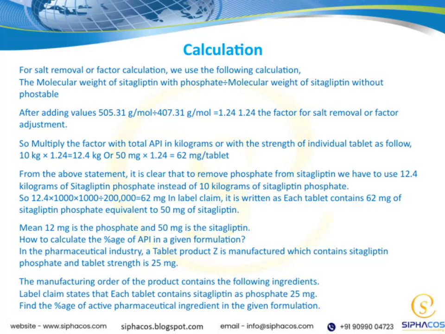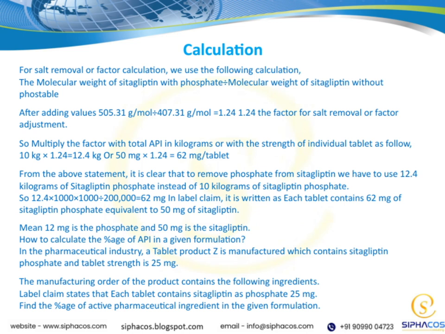Let's walk through the calculation method for salt removal or factor adjustment. We start by using the molecular weight of sitagliptin with phosphate, which is 505.31 grams per mole, and divide it by the molecular weight of sitagliptin without phosphate, which is 407.31 grams per mole. When we do that calculation, 505.31 divided by 407.31, it equals approximately 1.24. This number, 1.24, is our factor for salt removal or adjustment.